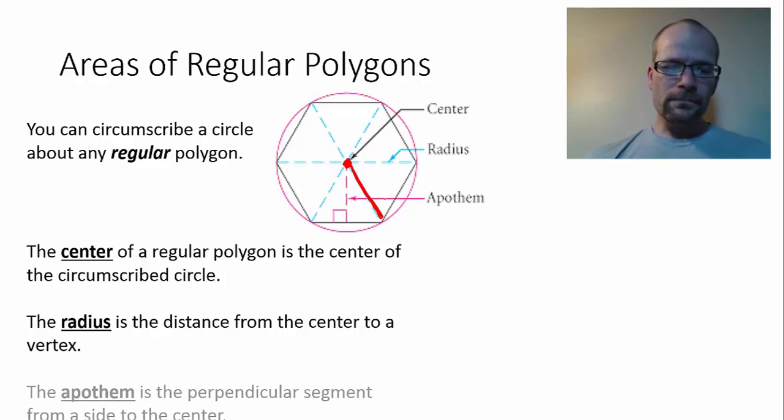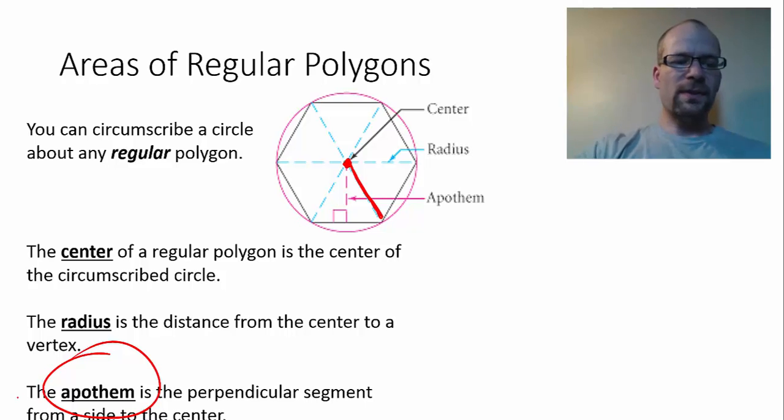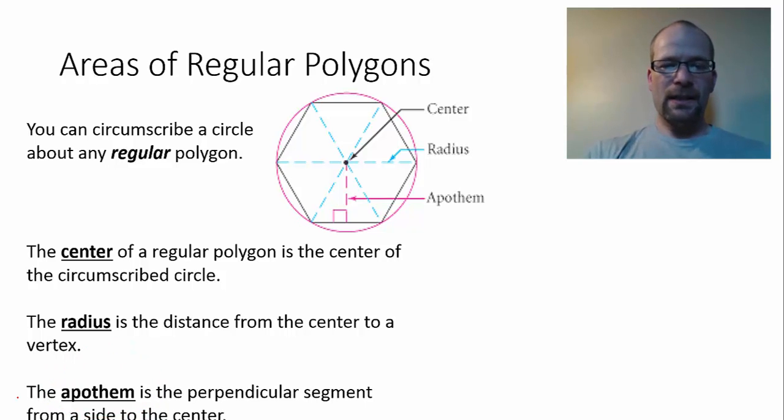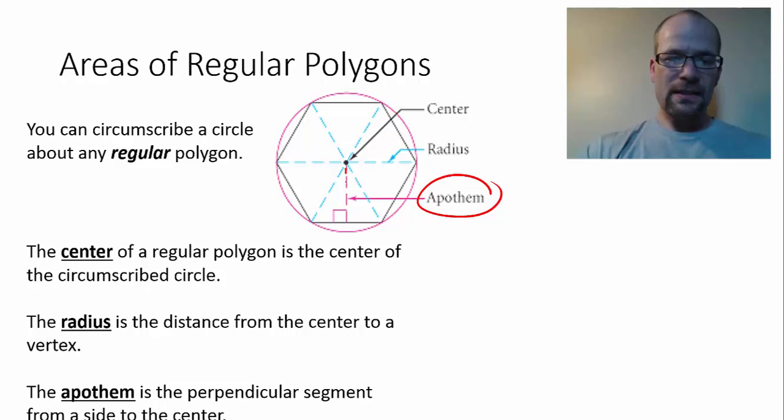This word is definitely new to us, this word apothem. It is the perpendicular segment from a side to the center of the polygon. So in this case, the apothem is this red segment here. Notice that the apothem is shorter than the radius. It will always be shorter than the radius because the apothem always goes to the side, not to the vertex. Also notice that if you take the apothem, one of the radii, and half of a side of the polygon, you'll form a right triangle every single time.